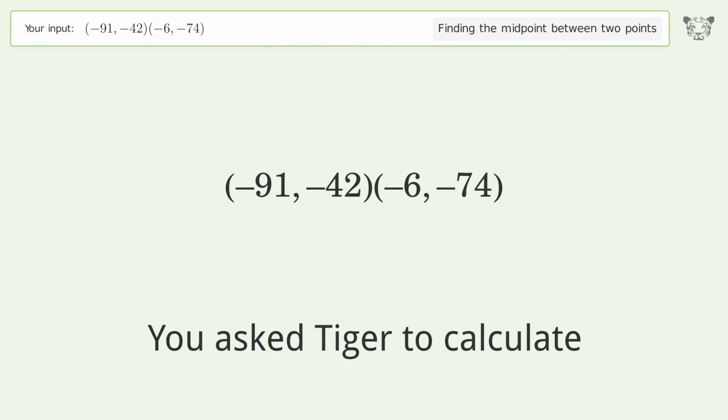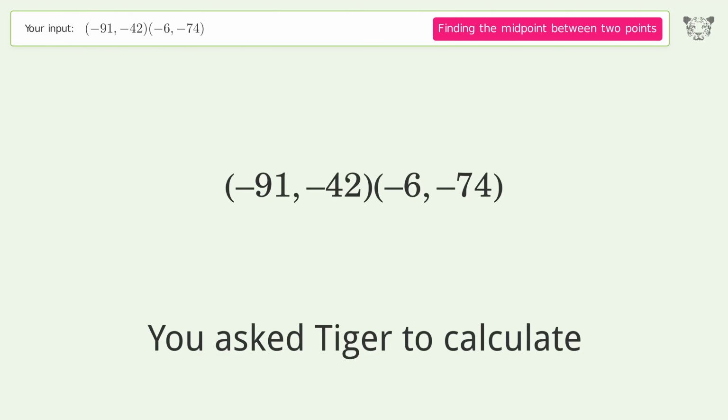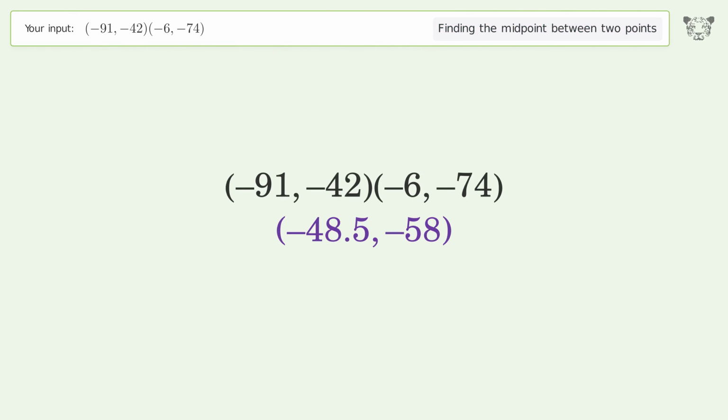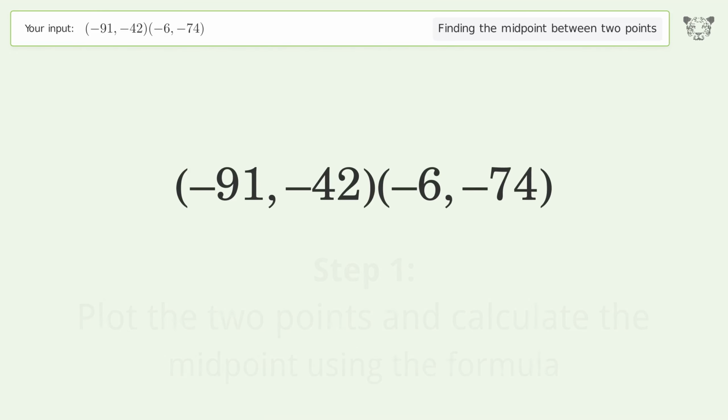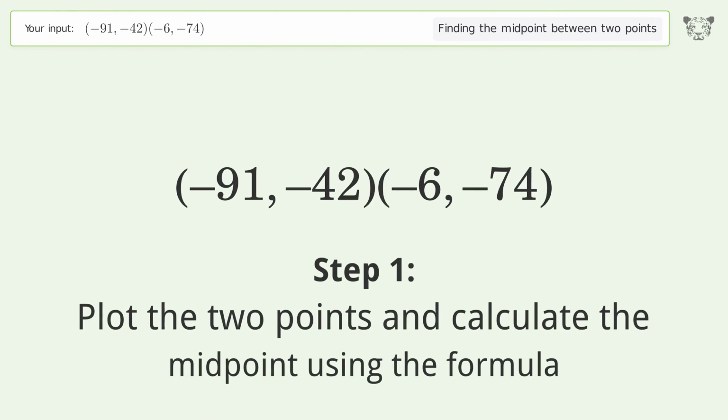You ask Tiger to calculate. This deals with finding the midpoint between 2 points. The midpoint between the 2 points is -48.5, -58. Let's solve it step by step. Plot the 2 points and calculate the midpoint using the formula.